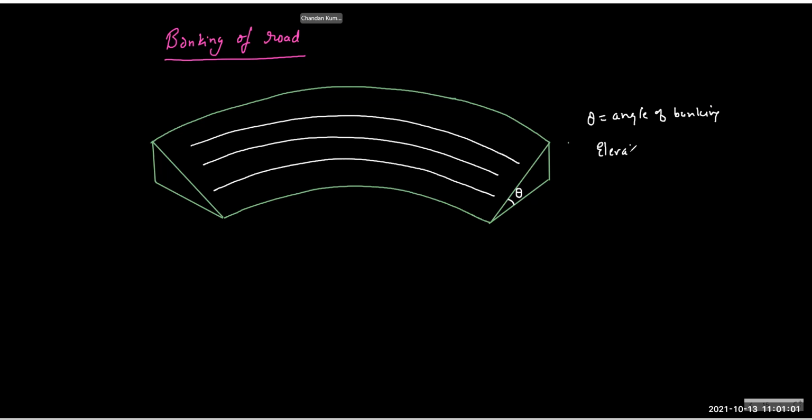Elevation of the outer edge with respect to the inner edge is called bank. To bank means to rely upon. So you can say you can bank upon this track, you can rely on this track. It will help you in negotiating the turn without getting hurt.